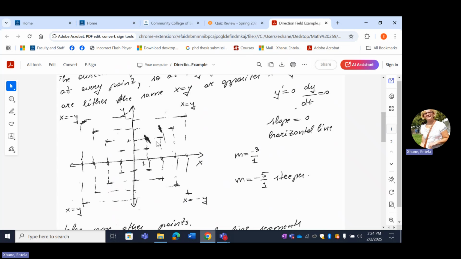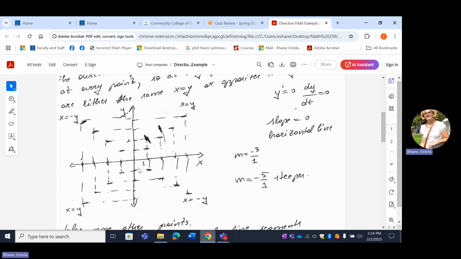a collection of horizontal line segments at every single point: 1, 1, 2, 2, 3, 3, 4, 4. Same thing in the third quadrant: -1, -1, -2, -2. And then the bisector of the second and the fourth quadrants is a line that goes through the points where x equals the opposite of y. So let's say if x is +1, we're expecting y to be the opposite, -1.